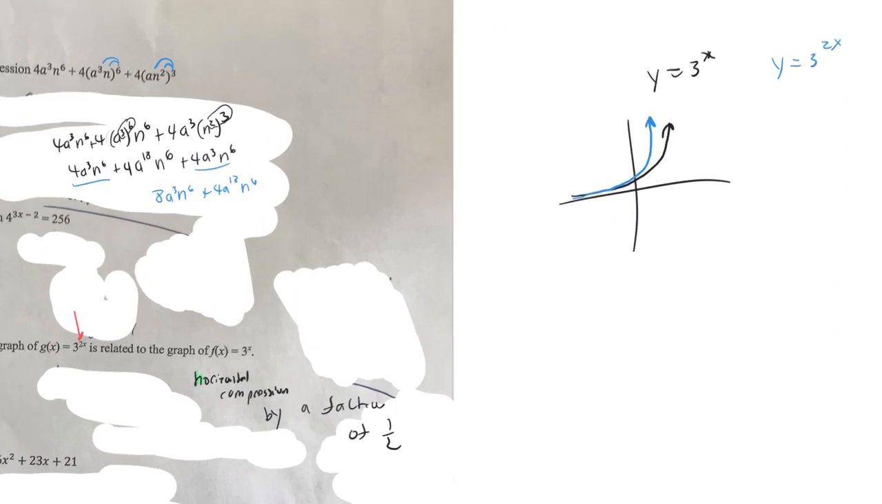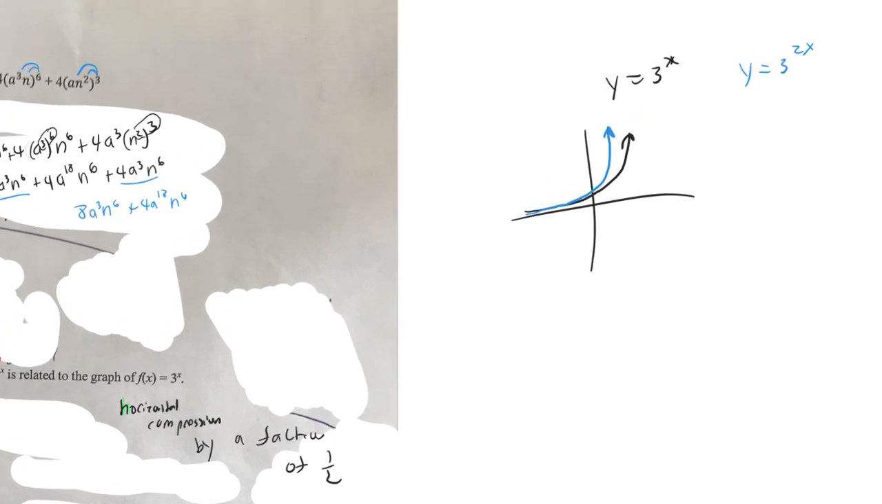Now what that means graphically, if you were to graph the original thing, which is y equals 3 to the x, it would just look like this. But if you were to graph y equals 3 to the 2x, it would be compressed like that. Every x value would be half of what it used to be. It gets pushed in towards the y-axis. Okay, so that's that one.